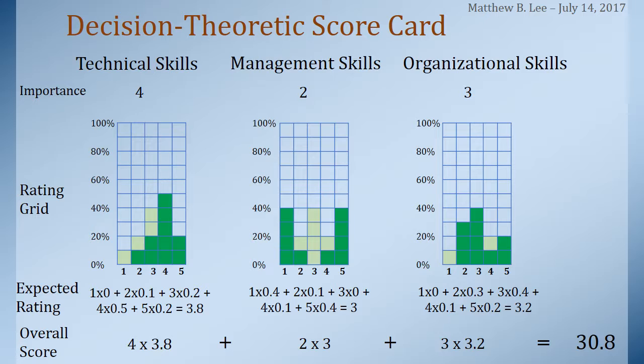Users of the decision theoretic scorecard should keep in mind that there is a well-established tendency of evaluators to overestimate their ability to discern a candidate's quality in a particular area. To combat this tendency, evaluators are encouraged to imagine a range of possible scenarios compatible with their evidence about a candidate, including both good scenarios and bad scenarios. The rating grids should be filled in with the full range of scenarios in mind.